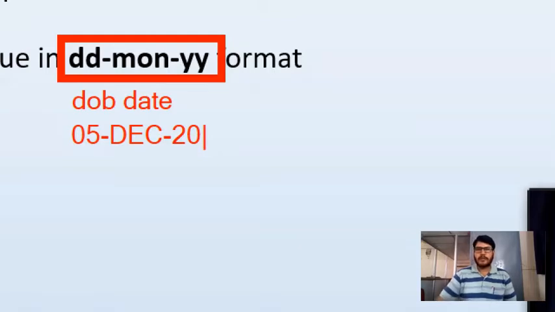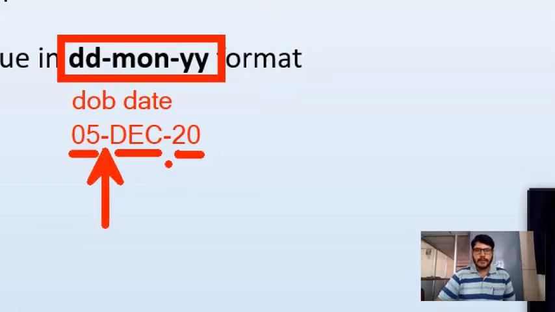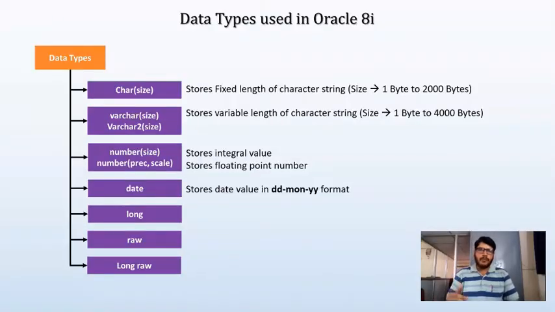This is the standard format because this is the DD format, this is the MON format, and this is the YY format, and we should mention the hyphens between the date and month value and also between the month and year value. So this is the standard format we need to mention while storing date values. And apart from these, when we store textual data, numeric data and date values, we can utilize these data types depending upon our requirement.